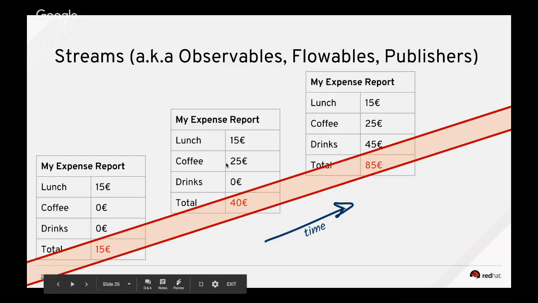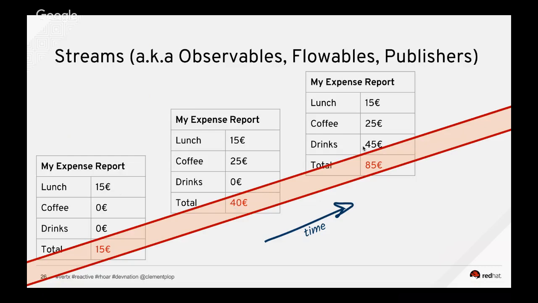And then I add 25 for coffee because of jet lag. I need a lot of coffee. So this is 40 euros, and then a lot of drinks, and then I'm at 85 euros. So over time, a cell is not one value, but a sequence of values. And it's a stream of values.